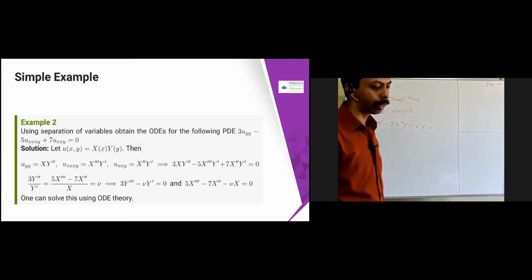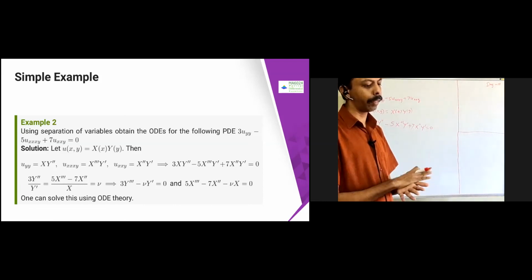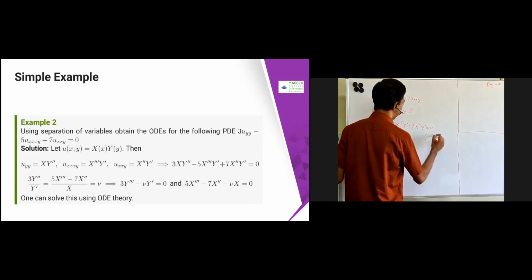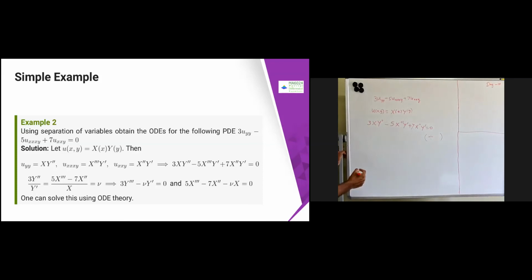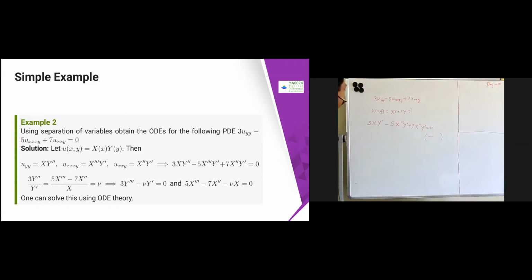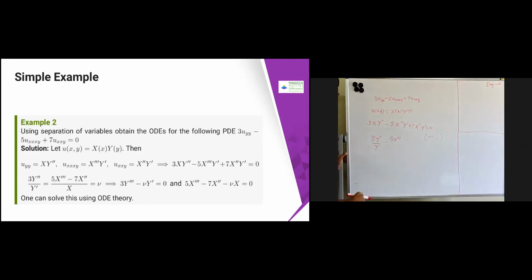So here I can't divide by xy. Instead I have to divide a different way, so that I will get this answer. I'll leave it as an exercise: what you need to divide by, you have to divide by something so that you will get this. What you are going to get is something like 3y double dash by y dash, minus 5x triple dash. So I can just guess what I am going to divide.